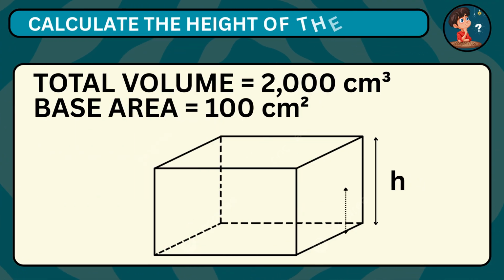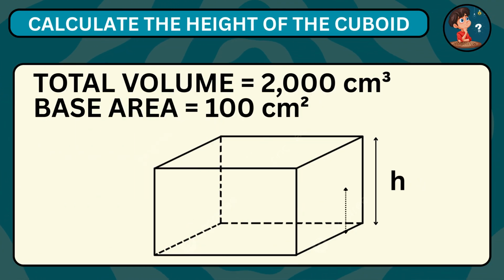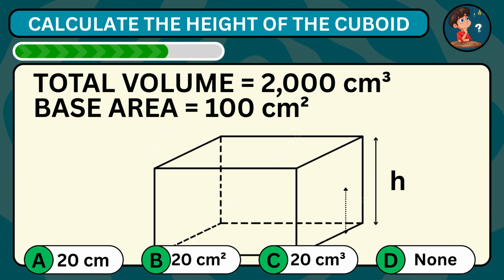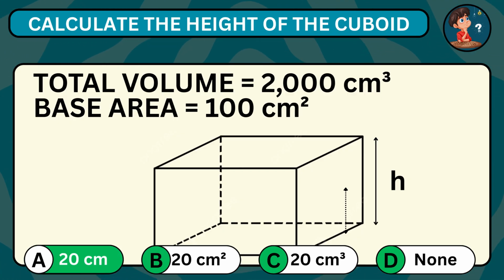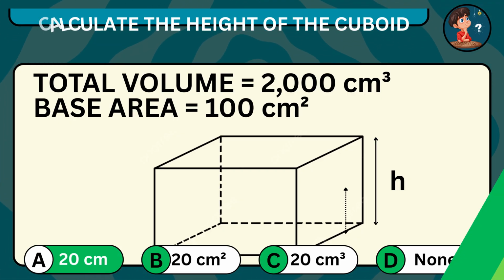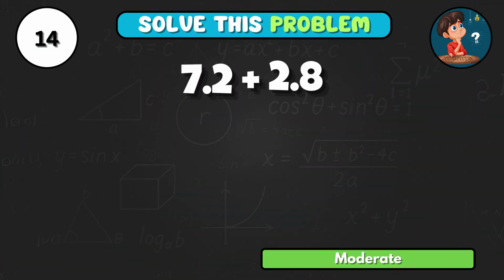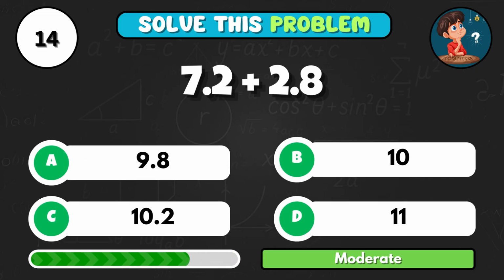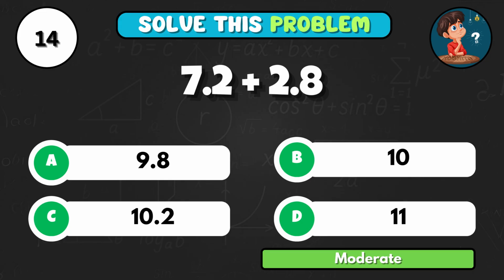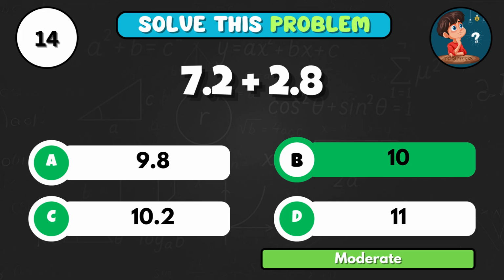A cuboid has a total volume of 2,000 cubic centimeters and a base area of 100 square centimeters. What is its height? 0.2 added to 2.8 gives... Option B is right. You get 10.